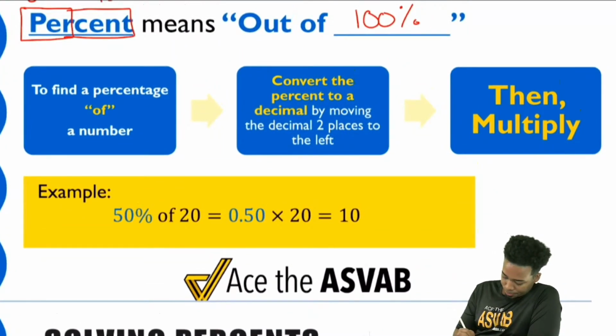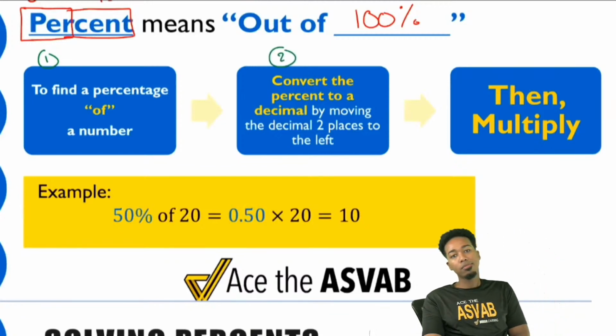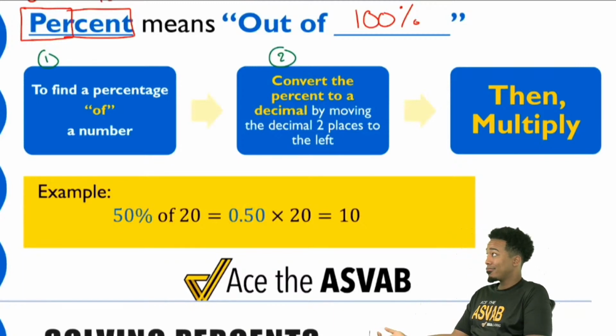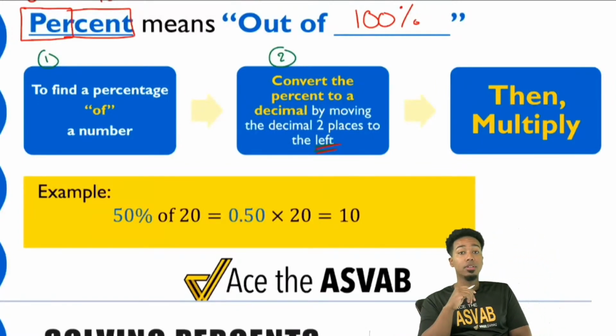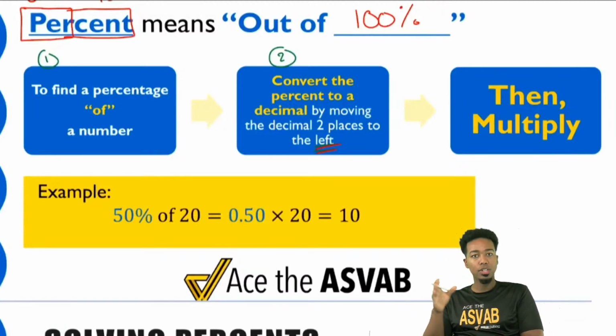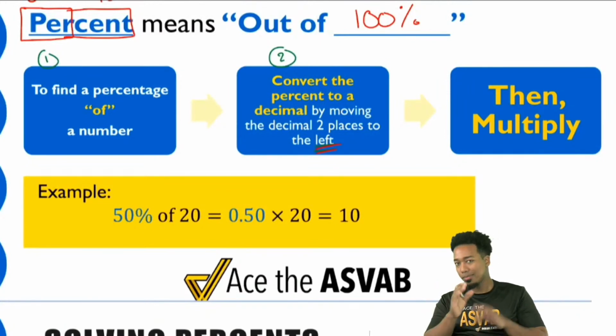So step number one, to find the percent of a number, we're going to convert the percent to a decimal. And pretty much what that means is moving the decimal place over 2 times to the what? What do I say here? 2 times to the left. That's right. 2 times to the left. Write that down. When you want to convert a percent to a decimal, you move the decimal to the left 2 times.